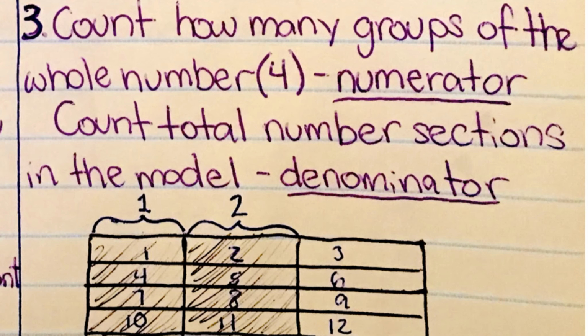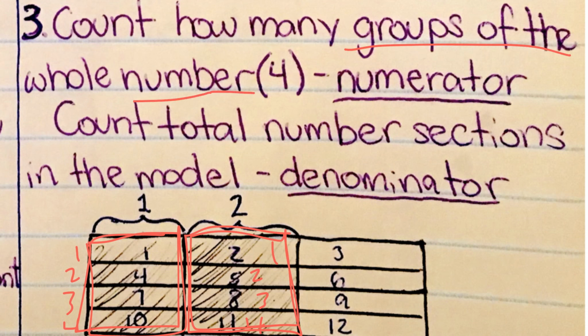Within the shaded portion, we need to count how many groups of 4. So, I'm going to go ahead and label those here. So here we have 1, 2, 3, 4. So this is one group of 4 in the shaded portion. And then again we have 1, 2, 3, and 4. There's another group of 4 in the shaded portion. So however many groups of the whole number, that's going to be the numerator in our answer. So we know the numerator is going to be 2 because we see 1 and 2 groups.